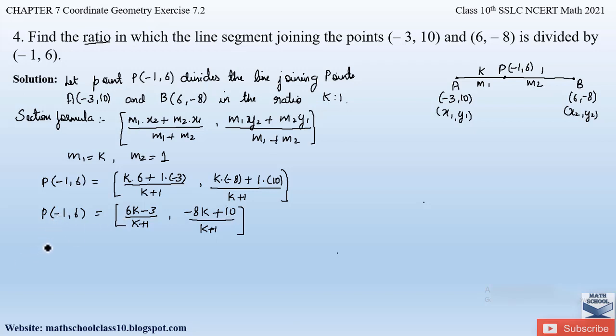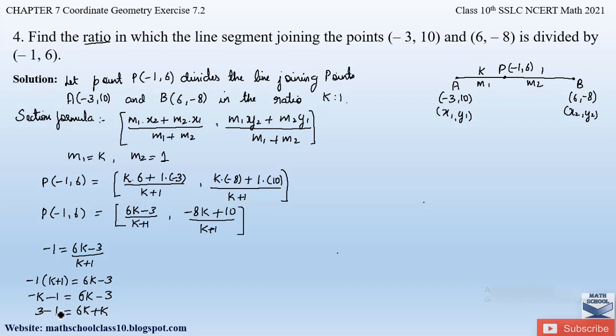So here the x coordinate is given as minus 1 is equal to (6k minus 3) divided by (k plus 1). So let us cross multiply here. So minus 1 into (k plus 1) is equal to 6k minus 3. Multiplying minus with (k plus 1), it is minus k, minus into plus will be minus 1, equal to 6k minus 3. So let us send the k to the right hand side and 3 to the left hand side. So this minus 3 will become plus 3. So 3 minus 1 is equal to 6k, minus k will become plus k.